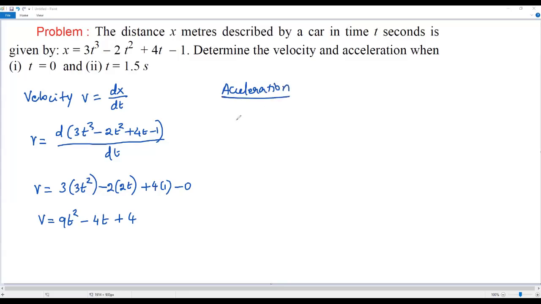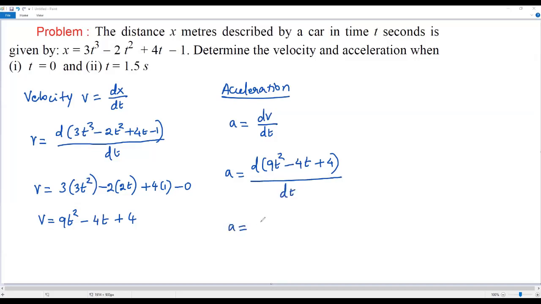Acceleration a equals, to find acceleration, I have to find the derivative of velocity with respect to time, that is dv over dt. So whenever I want to find acceleration, I find the derivative of the velocity with respect to time. Already we know the velocity, that is 9t square negative 4t positive 4. So we can plug this in for v over here. So I get d of 9t square negative 4t positive 4 over dt.